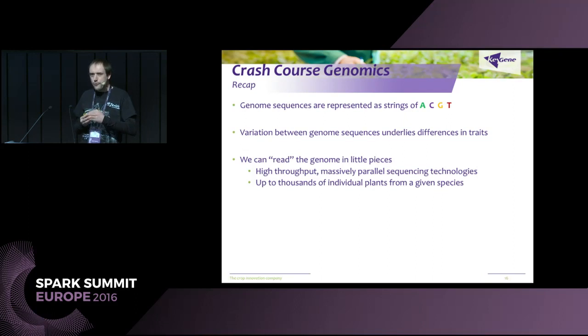So we have high throughput, highly parallel machines that can generate these data quite rapidly, actually. So it takes about a few days to read a genome in all these small pieces. And then we can do this for hundreds or even thousands of individuals at a reasonably low cost. So given for a few $1,000s per individual.